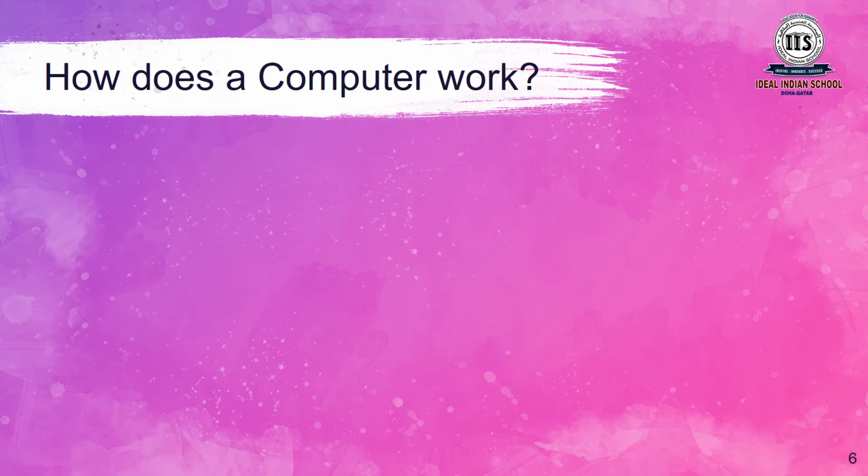This is monitor. Now what is this? This is CPU. Now what is this? This is, yes, right, keyboard. Now this is mouse. Yes, very good. Now how does a computer work? There are three processes: input, process, output, that is IPO cycle. Now let's see this in detail.